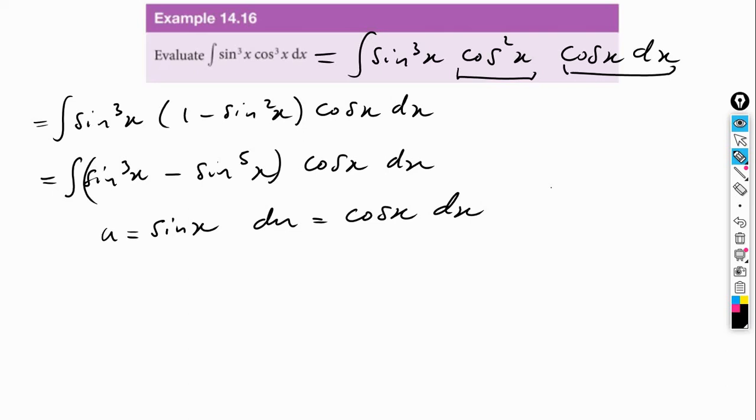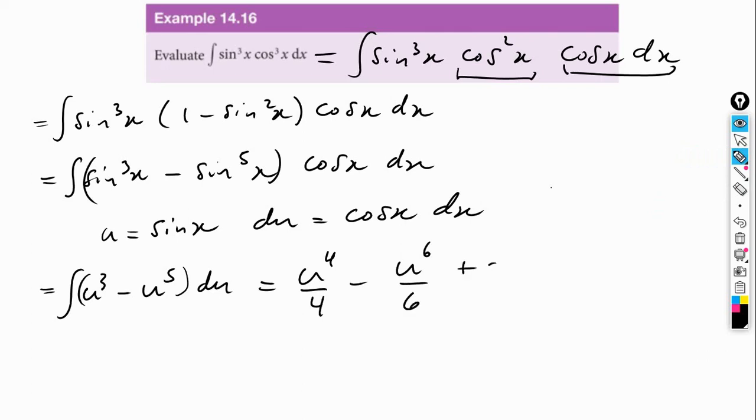Okay, so this is going to be equal to the same as saying the integral of u cubed minus u to the 5 du. And then this would simply be u to the 4 over 4 minus u to the 6 over 6 plus c. And then finally, we just plug back in for sine, and we get the final answer, which is going to be sine to the 4 of x over 4 minus sine to the 6 of x over 6 plus c.